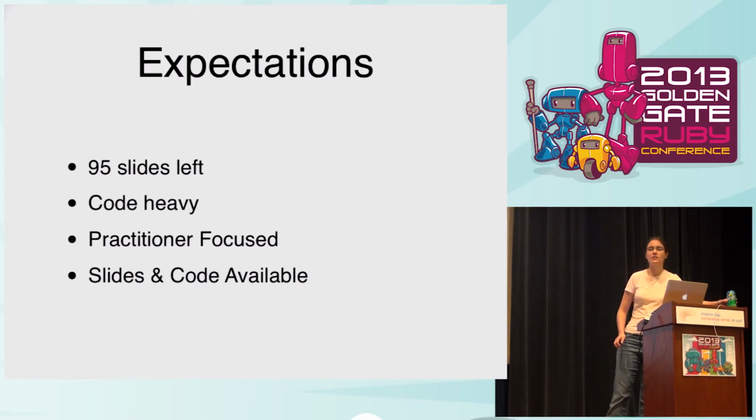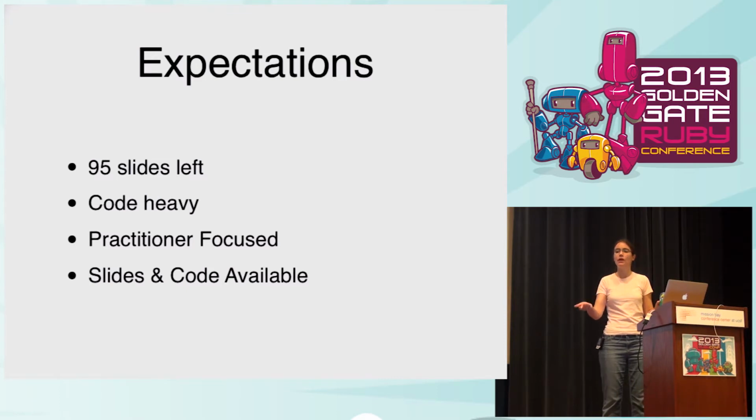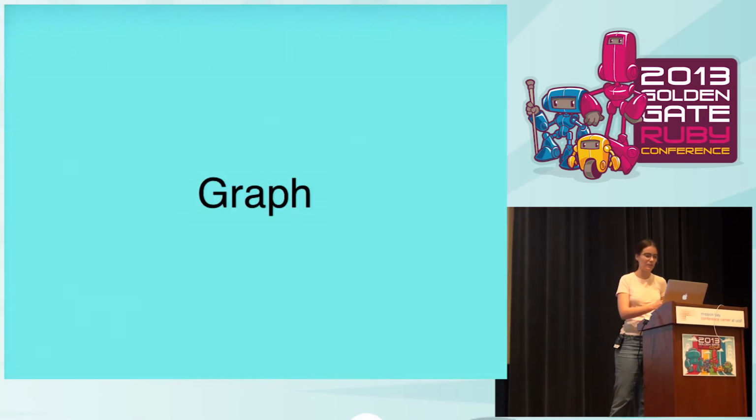So there are 3 sections. I'm going to talk about the graph gem, I'm going to talk about Highcharts, and then I'm going to talk about data extraction. We're going to start with the graph gem.